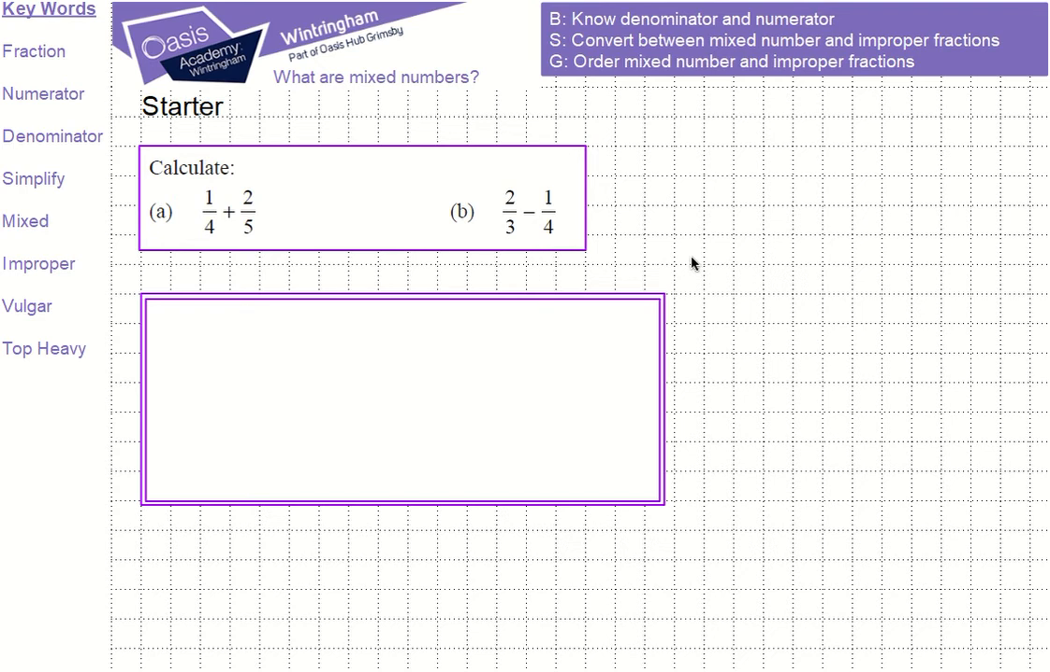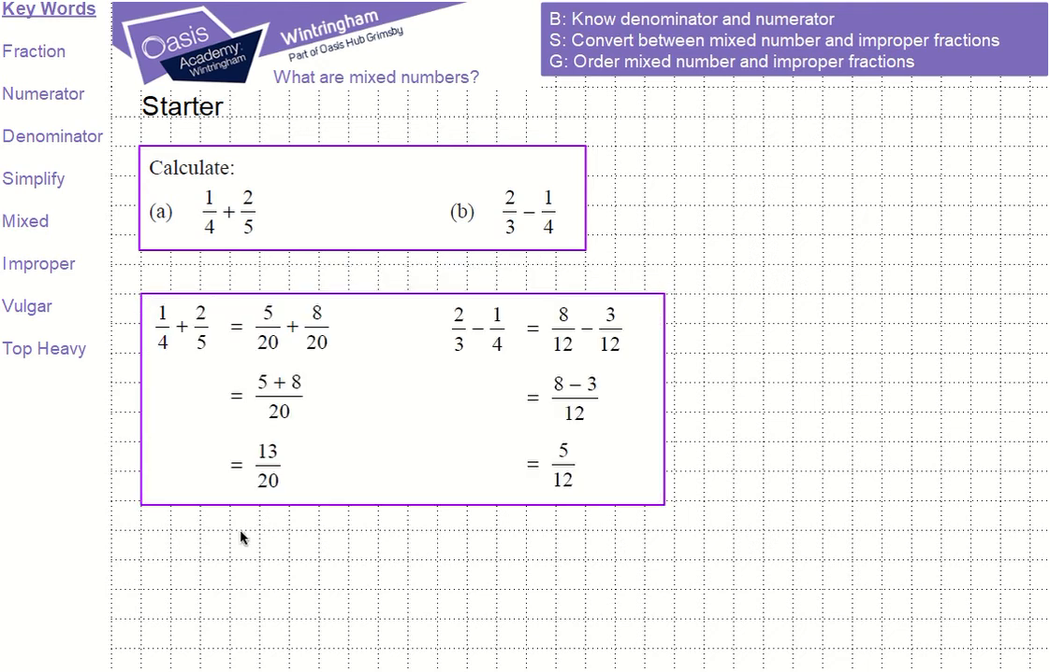Pause the video while you have a go at working this out, and then press play again when you're ready to see the answer. Okay, so I'm going to delete this box and show you the working out. This time, a fourth plus 2/5, the denominator is not the same. So what they've found out is that the lowest common multiple of 4 and 5 is 20. And they've converted a quarter and 2/5 into equivalent fractions with denominators of 20 now.